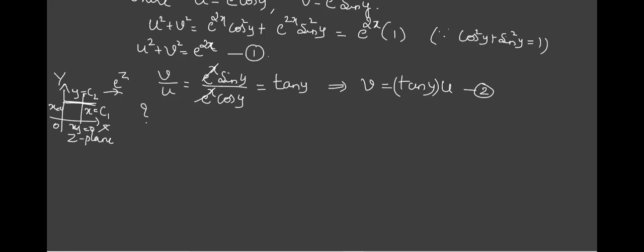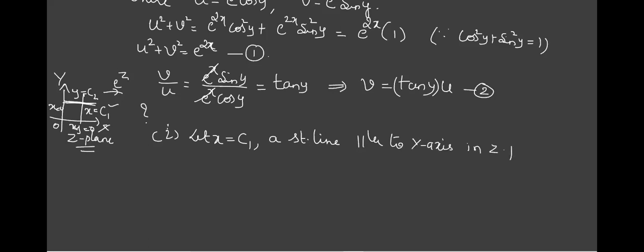Now, first let us take x equal to C1. If I'm taking x equal to C1, in which plane can I take it? In the z plane. And what is this representing? X equal to C1 means I'm taking a straight line parallel to what? Parallel to the y axis, in the z plane.